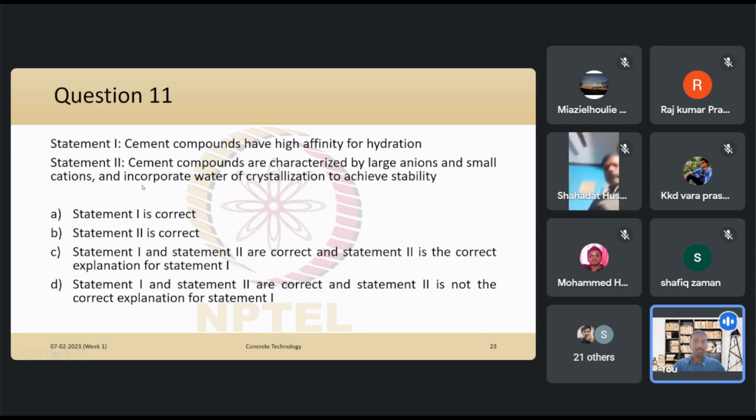The second part of the statement says that the cement compounds incorporate the water of crystallization in order to achieve stability, right? So to do that, first we need to know about the stability of these cement compounds. Because of this large difference in the size between the anions and the cations, the cement compounds cannot achieve the required packing density that is required for being stable, right?